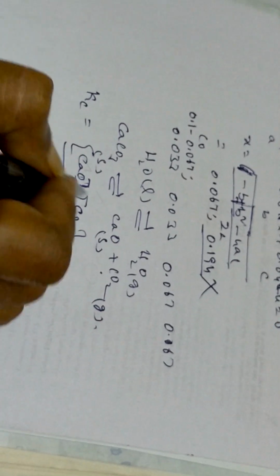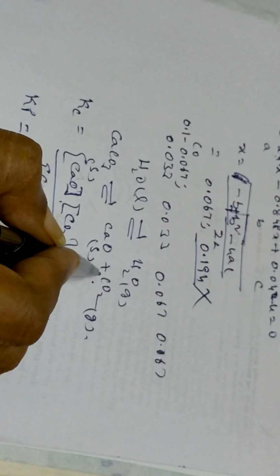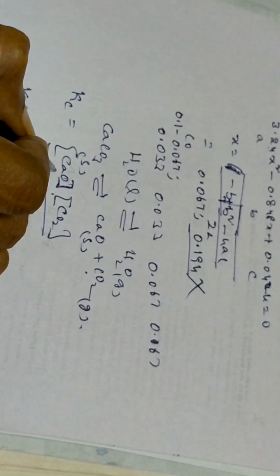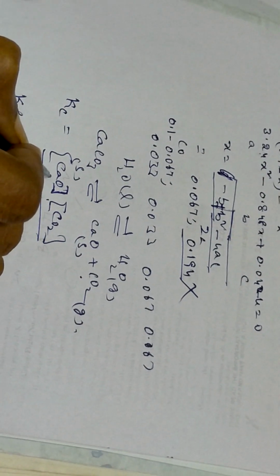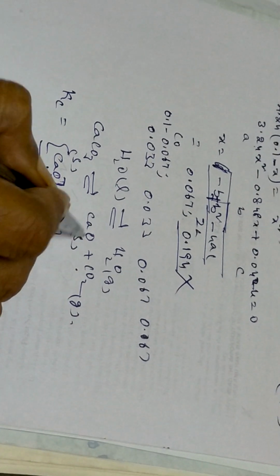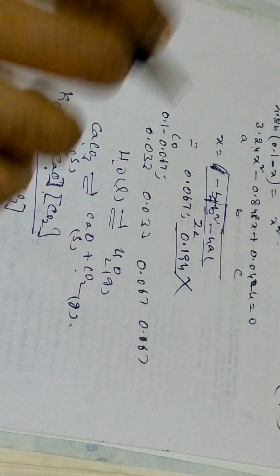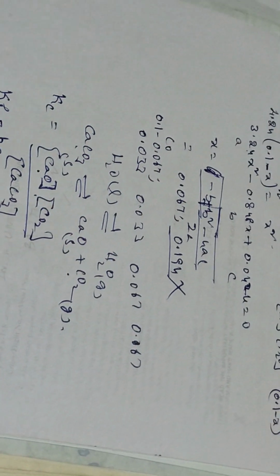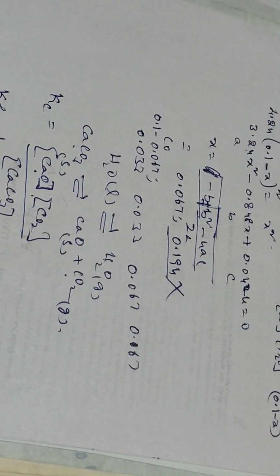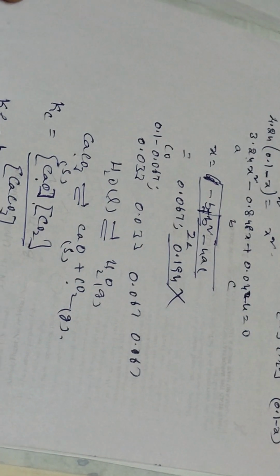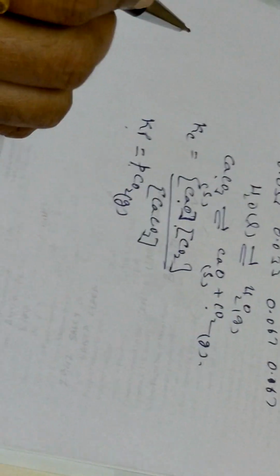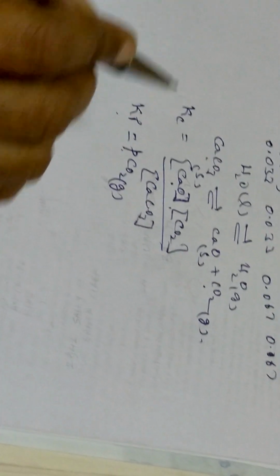Whenever there are solids and liquids in a heterogeneous phase, solids will be taken as unity. That means calcium oxide and calcium carbonate. If water is also there in the reaction, water also will be taken as unity, and Kp will be equal to the partial pressure of CO2. That is how you have to maintain it in a heterogeneous system.